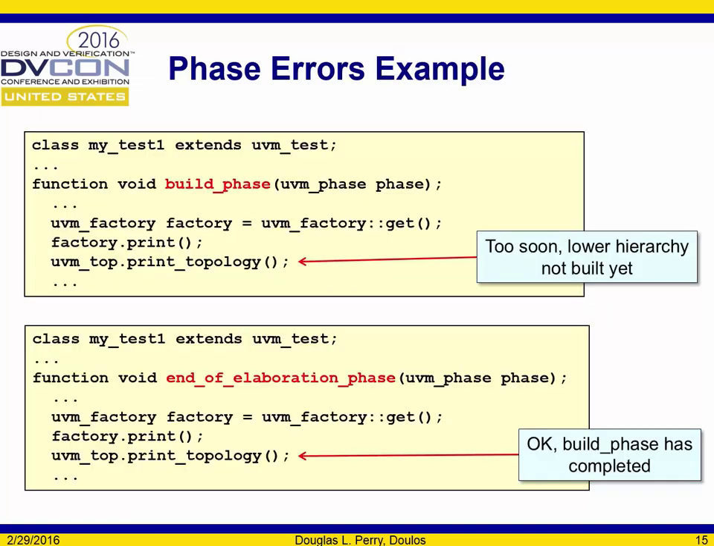So, for instance, here is a test. In the build phase, we build the top level test and we immediately try to print the topology.